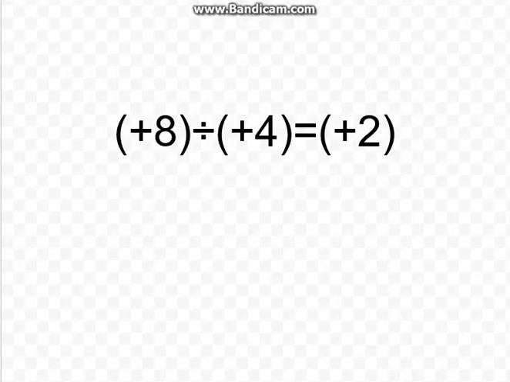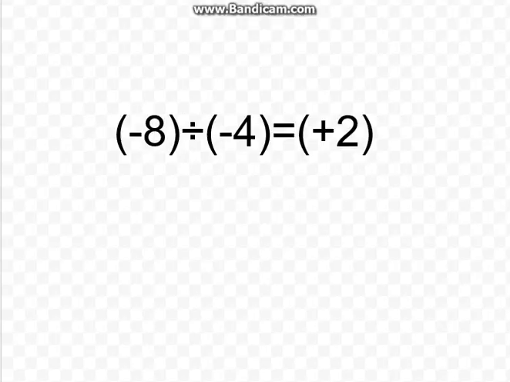If you are dividing two positive integers, the quotient will be a positive number. For example, positive 8 divided by positive 4 equals positive 2. This is because the dividend, positive 8, is being divided into multiple whole numbers.